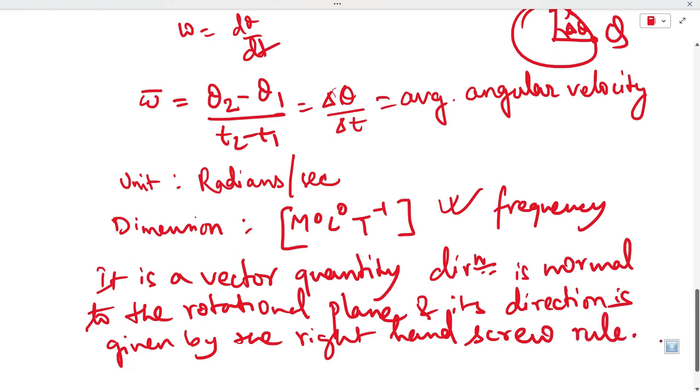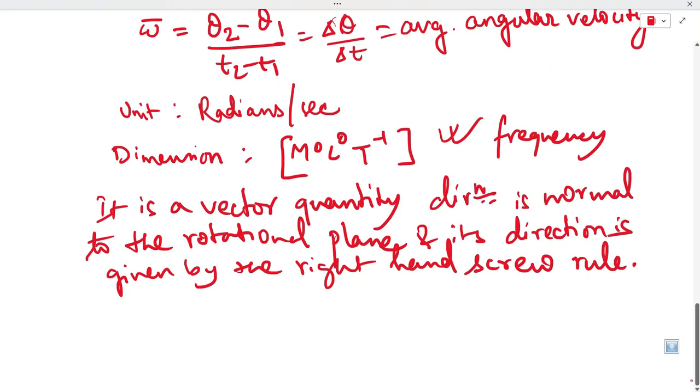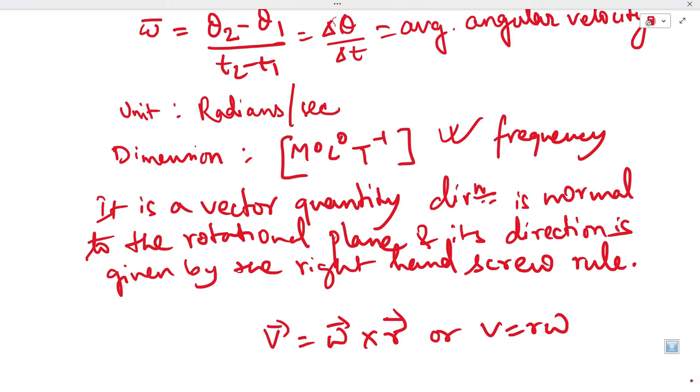Let us write an expression here. V vector is equal to omega vector cross r vector, or we can write V equal to r omega when the angle between them is perpendicular. When it is perpendicular, in the cross product, sine 90 degrees gives you 1. So we can write V is equal to r omega.